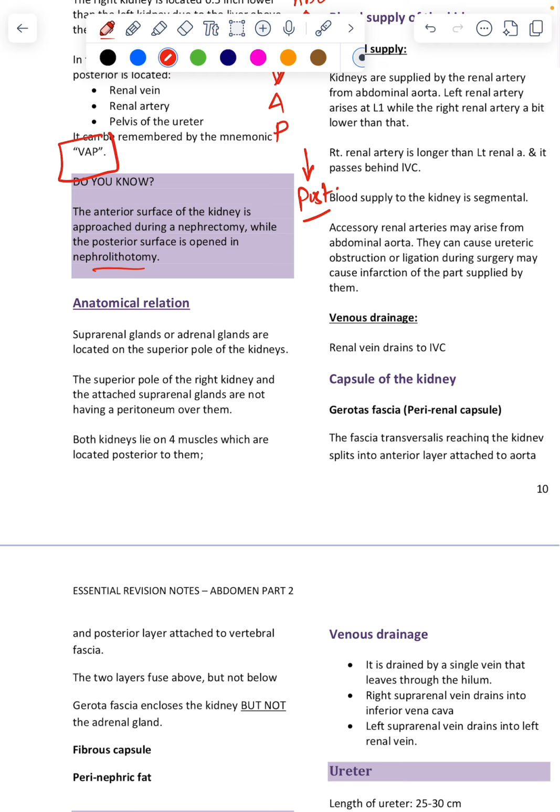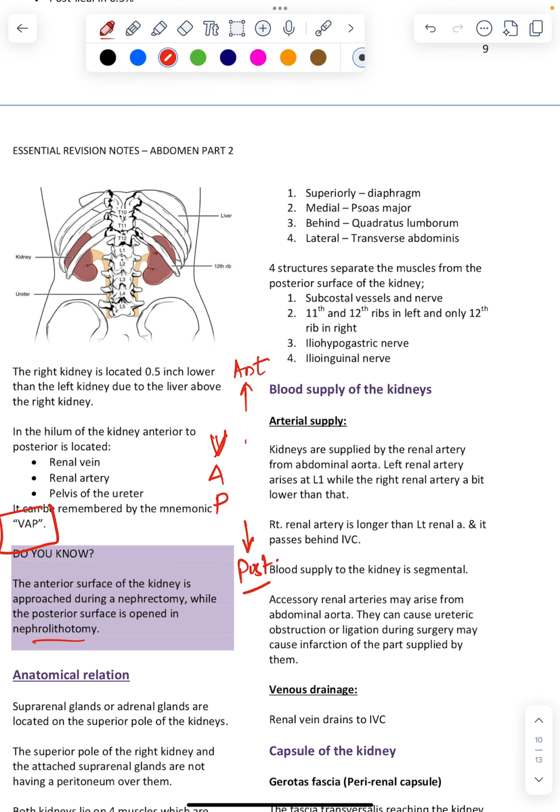Suprarenal glands are located at the superior pole of the kidney, and are attached there, not having peritoneum over them. Both the kidneys lie on four muscles which are located posterior to them. Superiorly there is diaphragm, psoas major, quadratus lumborum, transversus abdominis. Instead of PQR, there is PQT, DPQT. Quadratus and transverse, psoas. Iliacus is not there. Iliacus is very low. That's why four structures separate the muscle from the posterior surface of the kidney.